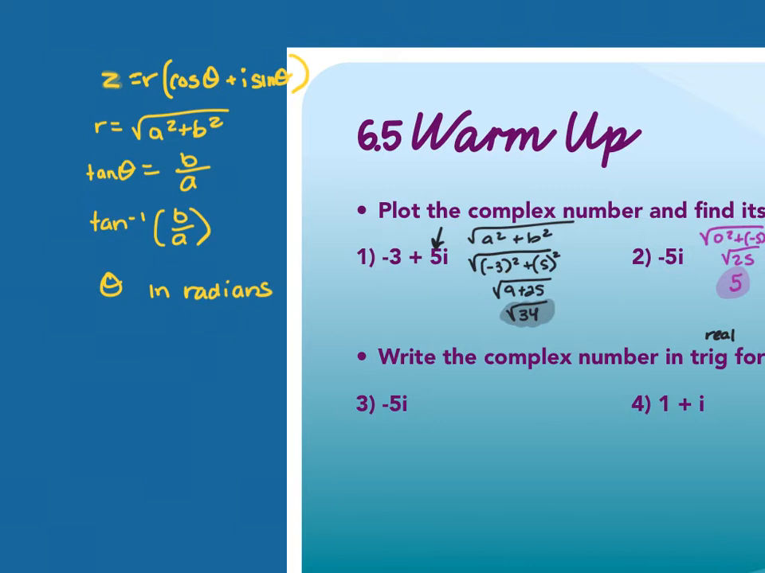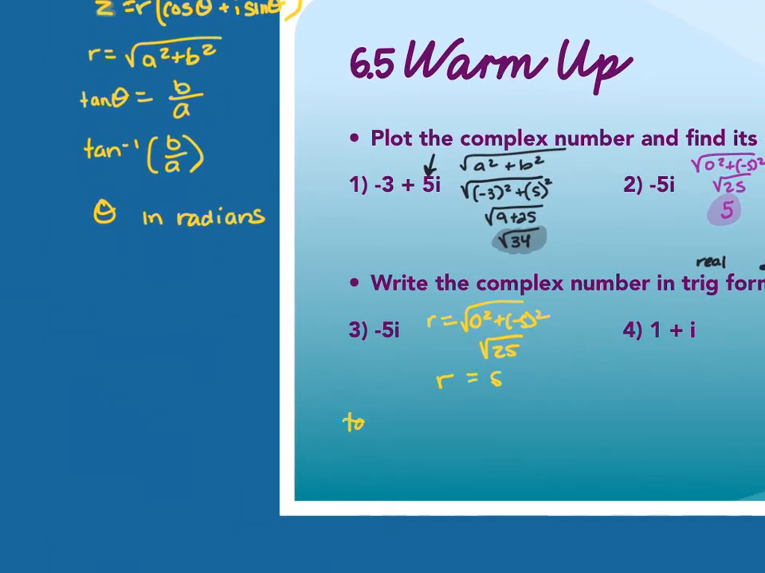So 3 says negative 5i. So r would be the square root of 0 squared plus negative 5 squared. We already found this to be the square root of 25, which is 5. That's the radius. And then the tangent of theta would be negative 5 over 0. What happens when you divide by 0? Undefined. Where on my unit circle is tangent undefined? There's 2 answers, right? Pi over 2 and 3 pi over 2. How do I know which one to pick?